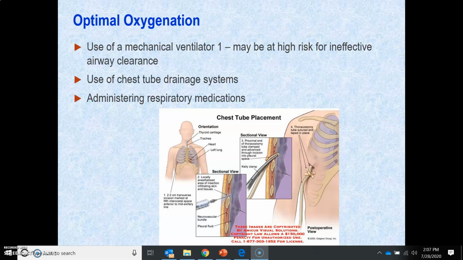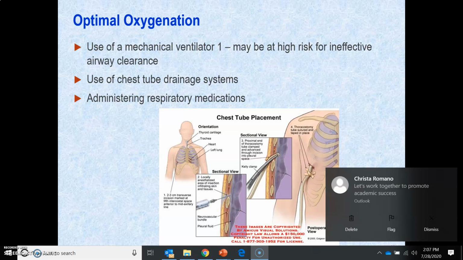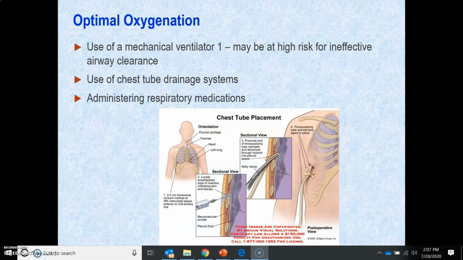We also help people maintain oxygenation through chest tube drainage systems. If the lung has collapsed, we need to re-expand it, and that's what that little bag in the bottom is showing you. Sorry about the email interruption there. And certain types of medications either impair or assist our respiratory effort. So medications are a big issue here for us as well.